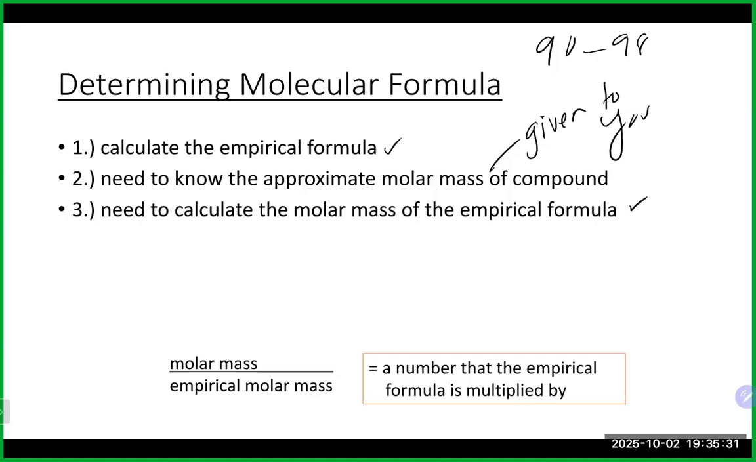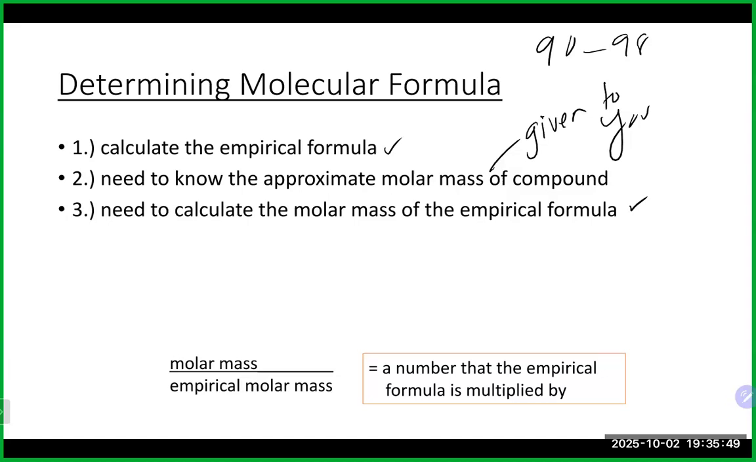If you're given a range, you could use either the high end of the range, the low end of the range, or you could use the average in the middle of the range for the molar mass of the compound. They all will give you pretty much the same answer. It may be slightly different in terms of rounding, but you'll pretty much get the same sort of answer.